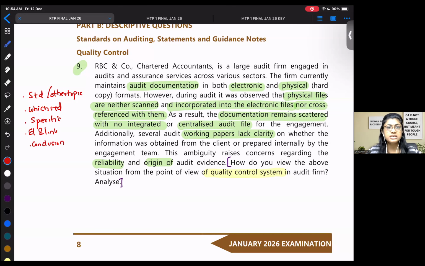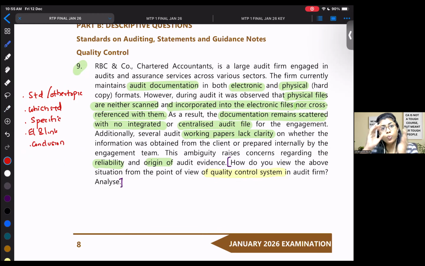Did you understand? See, many times in the exam, we may have doubt about which topic the question relates to. Can you keep a checklist like this? Now tell me, they have said it is a quality control system. So come on, which standard is it? It's quality control. Very good, it is SQC.